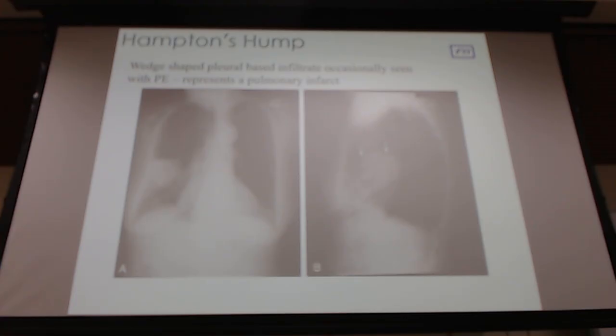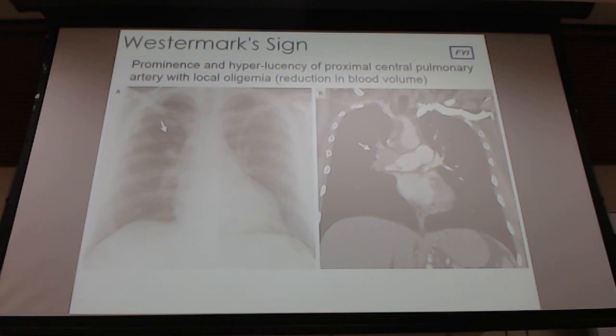So there's our Hampton's hump, right? This is an area of hemorrhage. So the emboli is probably right here in that middle right lobe. And then distal to it, we can see bleeding into the parenchyma of the lungs. And then the Westermark sign, this one's a little bit harder to see, but it's the prominence of the dilated vasculature.